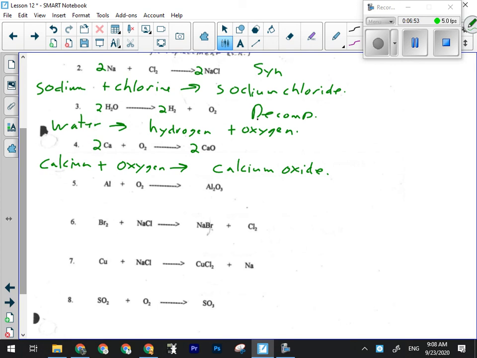Okay, so the synthesis reactions all kind of work the same. Okay, I think we've had now a couple like that. It's not always going to be a 2, but okay, it's going to work essentially like that.